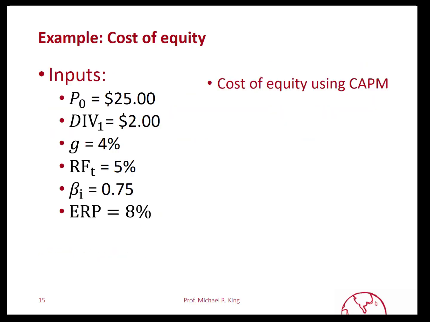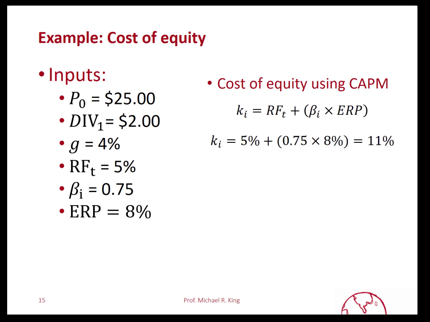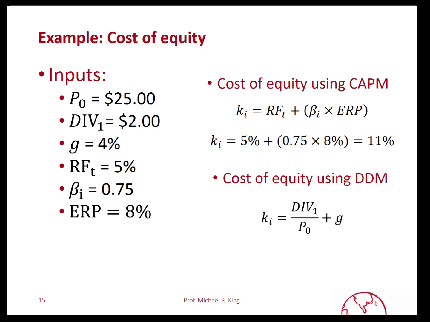So here are your inputs. Using the CAPM, the formula for the cost of equity is the risk-free rate plus beta times the equity risk premium. The risk-free rate is 5%, the beta is 0.75, the equity risk premium is 8%. You can see that the cost of equity or required return is 11%. In this case, using the dividend discount model, you put the dividend of $2 next period over the current price of $25, which equals 8%. You add the growth rate of 4% and you get an estimate of 12%. And this is typically what happens. Using different methods, you will get different estimates because these are two different models, neither of which is correct.